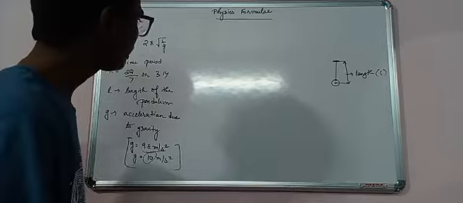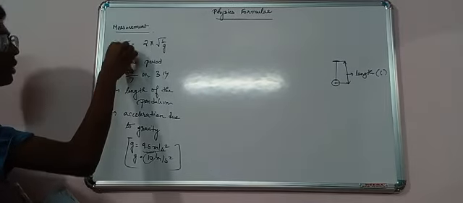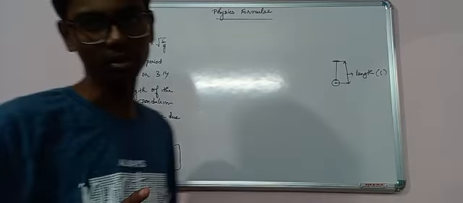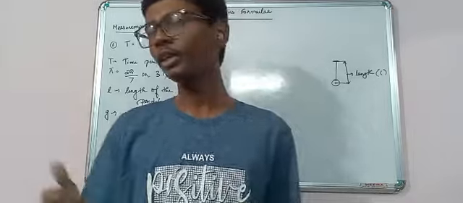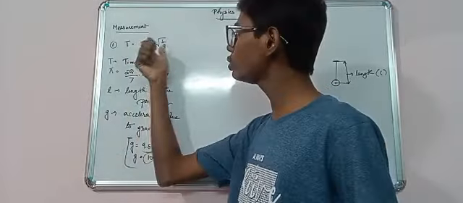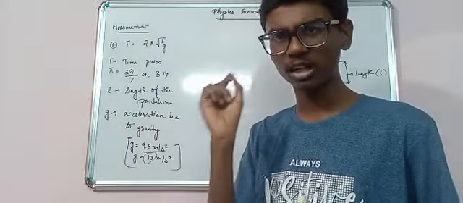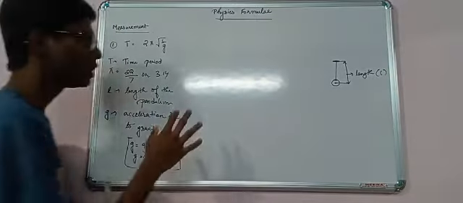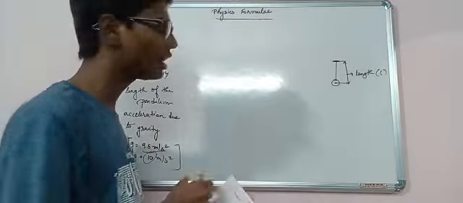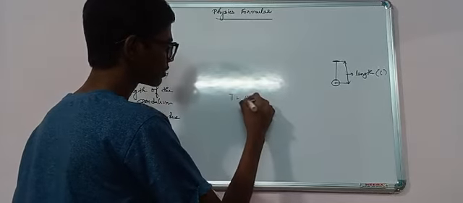So this formula is basically used when you want to find the time period of a pendulum. Okay? Then what you will do, T = 2π√(L/g). Now a small trick here. You will face difficulty while solving like this.